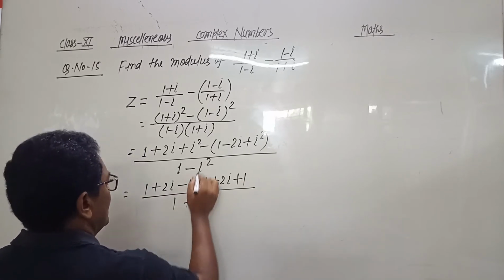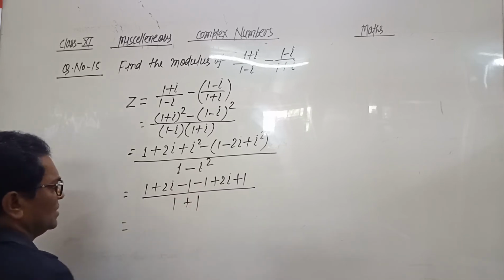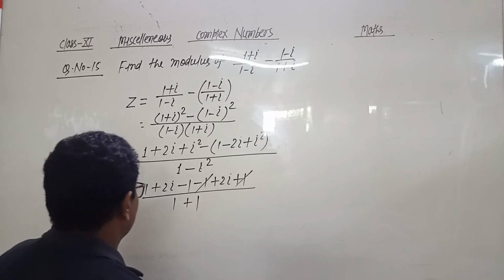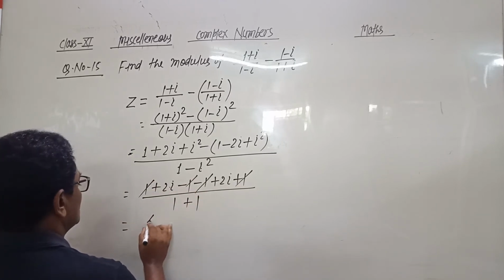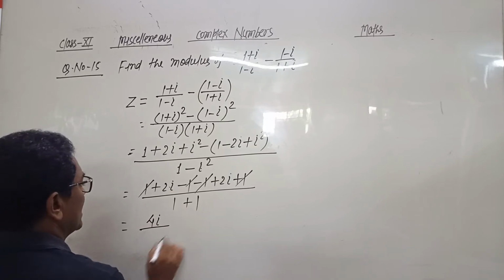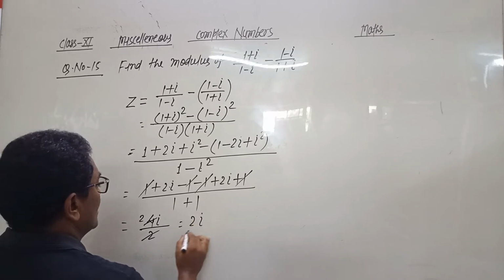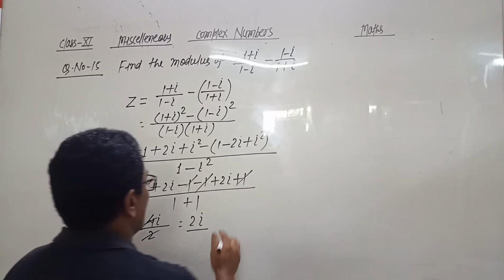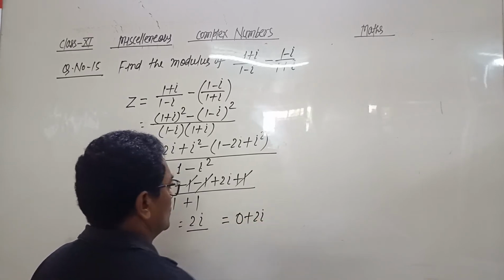Upon 1 and minus iota square minus 1 minus minus plus. So plus minus 1 plus 1 cancelled and plus 1 minus 1 cancelled. 2 iota plus 2 iota. We get 4 iota upon 2 and it comes to be 2 iota. And we will write this in the form of a plus iota b, means 0 plus 2 iota.